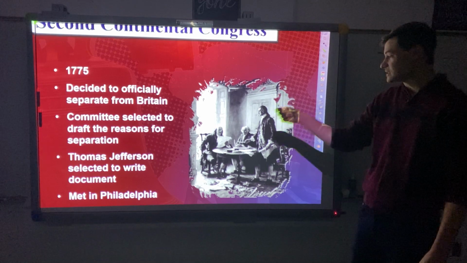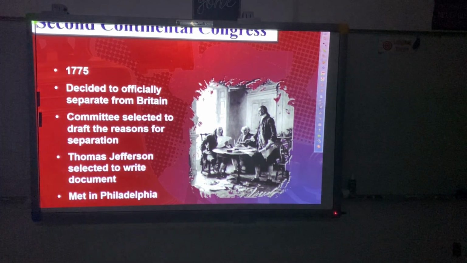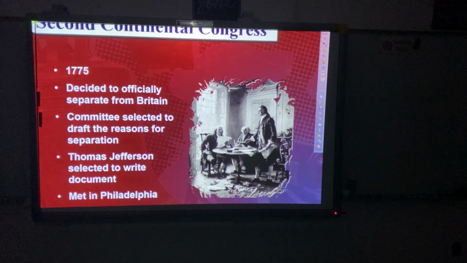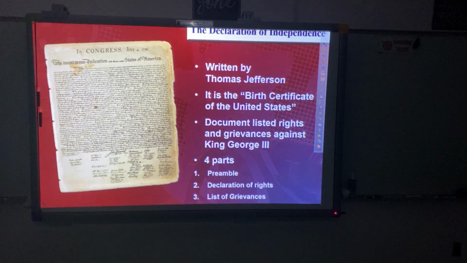And they are going to appoint Thomas Jefferson to write the document. The document is going to be the Declaration of Independence. And this took place in Philadelphia. So the Declaration of Independence was written by Thomas Jefferson. It is the birth certificate of the United States. It is the first document in United States history that is significant because it is the first one that says we are our own country.